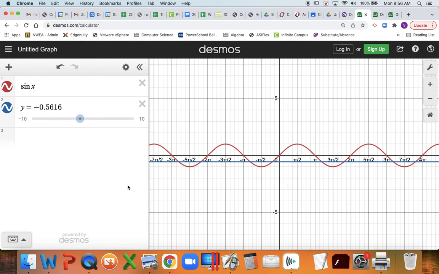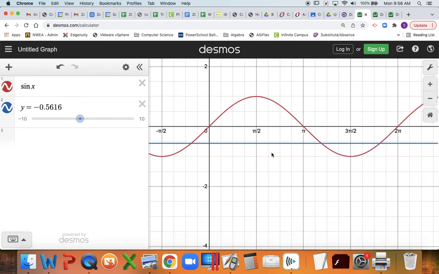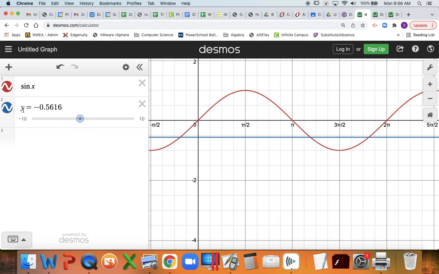So here's what we did. We know we've got sine of x, so I just graphed the sine of x here. Now the other thing we know is that when we calculate the sine of x, we need to get out that negative 0.5616, that value from the quadratic formula that we saw. So we're trying to figure out what the angles, the values of x, are that meet that requirement, that have an output of negative 0.5616.